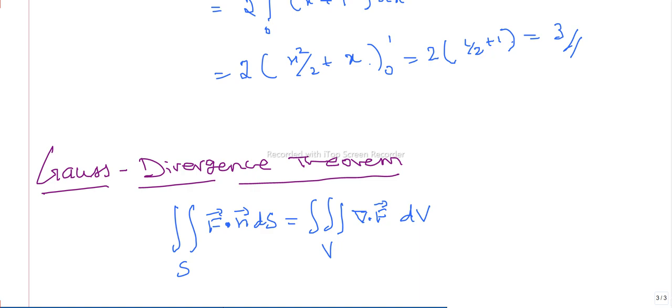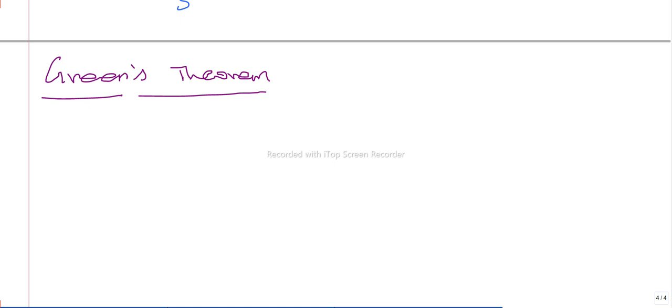Then we have the next theorem. Another theorem, a simple deduction from the Gauss divergence theorem, is called Green's theorem. In that case, they take scalar point functions. So Green's theorem actually is a simple deduction from the Gauss theorem. Anyway, you just take the conclusion.